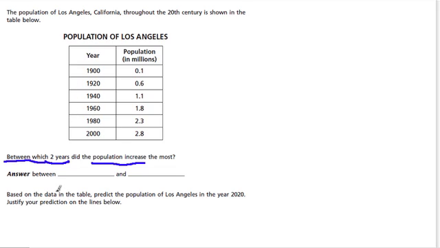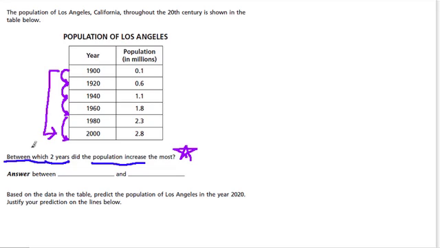Okay. Based on the data in the table, predict the population of Los Angeles in the year 2020. Justify your prediction on the lines below. Well, I'm a little frustrated because they're unclear. When they say between which 2 years did the population increase the most, do they mean sequentially? In other words, here's 1900 to 1920, 1920 to 40, 60, 80, and 2000. We're going up by groups of 20. Does that mean I go from 1900 to 1920 and compare that to the next increase and the next increase? Or does that mean I can pick 2-year ranges and then compare them?